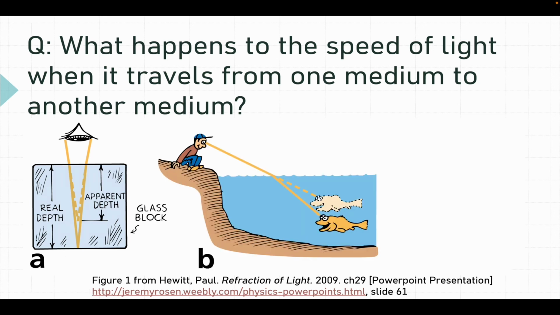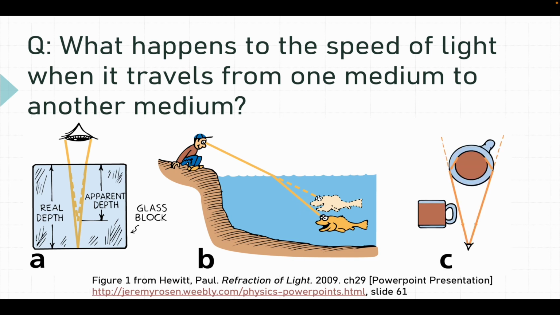Another example of this is looking at a fish in water. When we expect the light to travel in a straight line, we would expect the fish to be where that sort of pale outlined fish is. But in reality, light changes direction when it leaves the water and goes into our eyes. So the fish is actually deeper than expected.